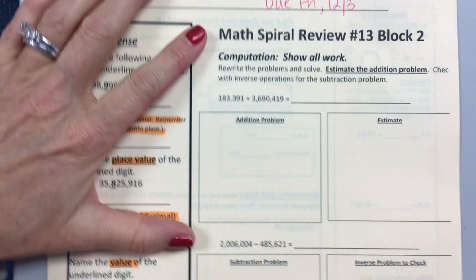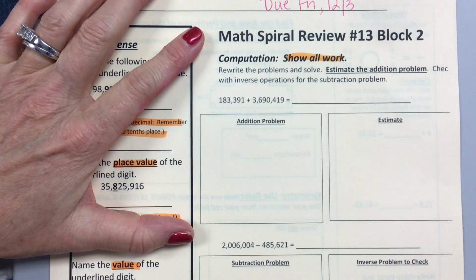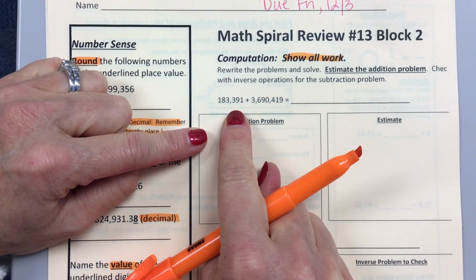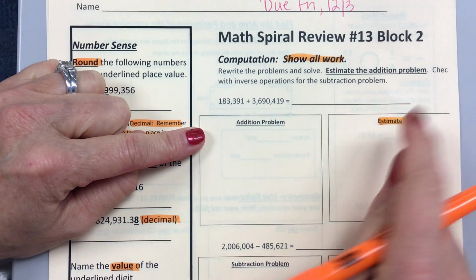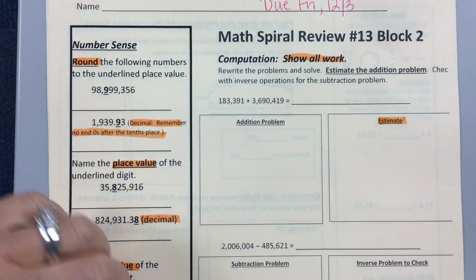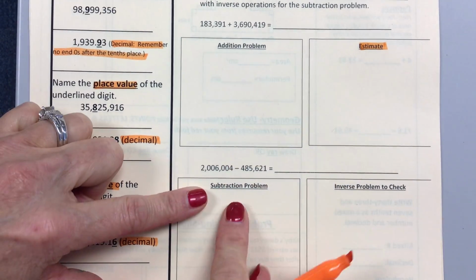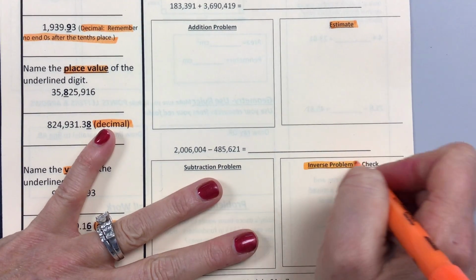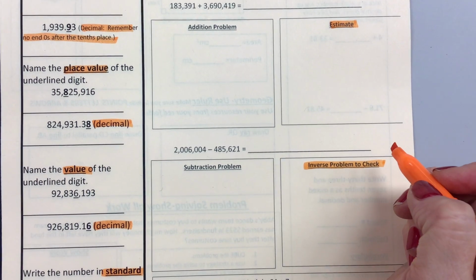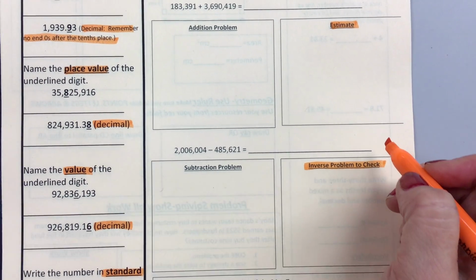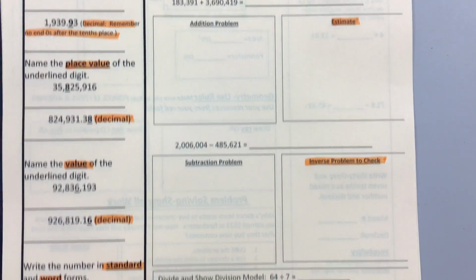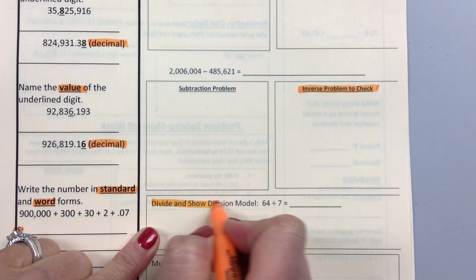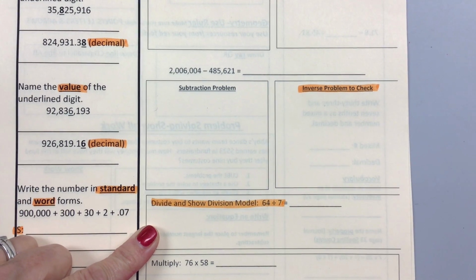Okay, here you have to show all of your work. So we should rewrite the problem, and we should see the regrouping work, and to check you're going to estimate. Here you're going to do your subtraction problem. Again, we should see the regrouping work, and here you're going to use your inverse operation to check. How do we use inverse operations to check? Add back.